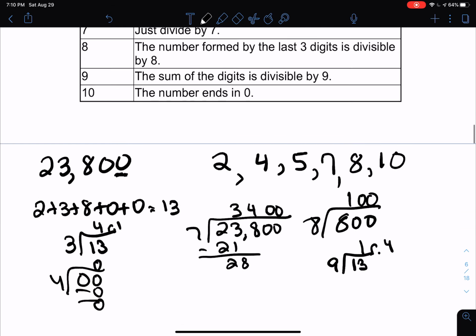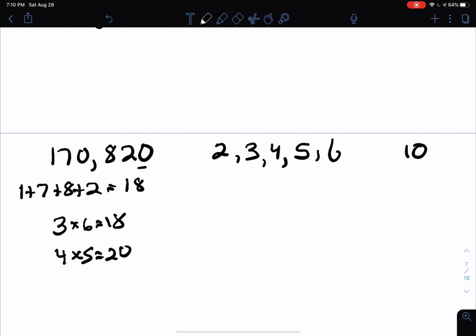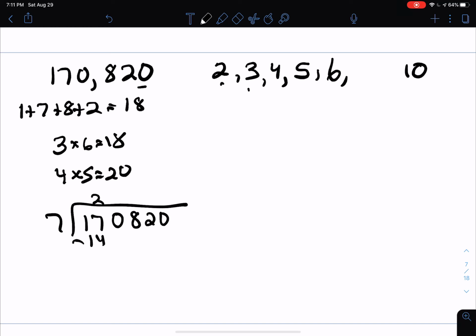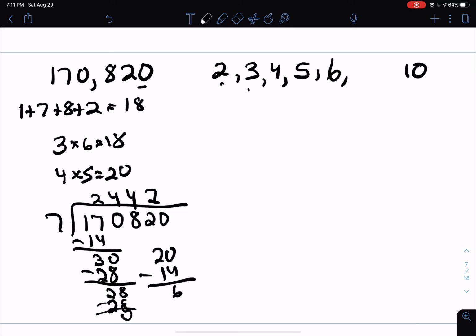6 has to be divisible by both 2 and 3. It is. We already had 2 and 3. So 6 works. 7, remember you just divide by 7, see what happens. Oh, this is not looking good. Bring down the 2. You have 20. 7 times 2 is 14. 6, bring down the 0. 7 times 8 is 56. Remainder 4. 7 doesn't work.